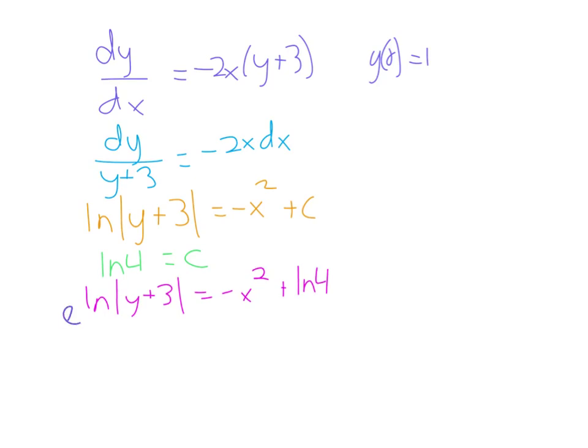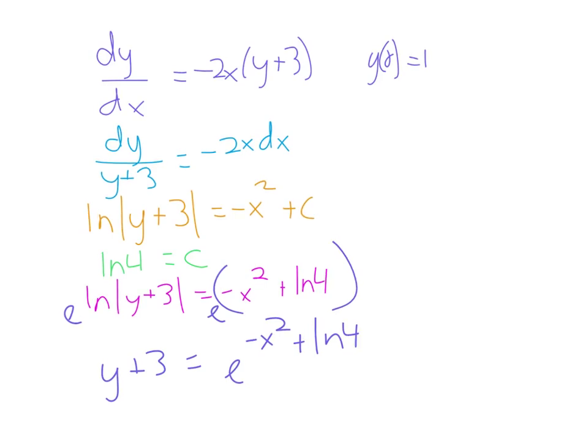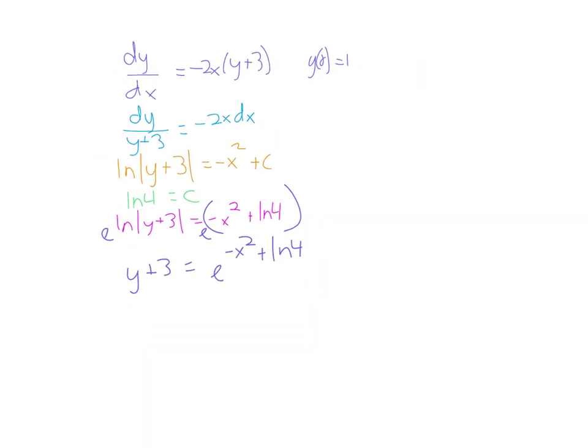Again, we're going to e both sides, that whole thing. So that's going to be y plus 3. That's going to be e to the negative x squared plus the natural log of 4. Now, you could leave it like that, but I'm going to go ahead.